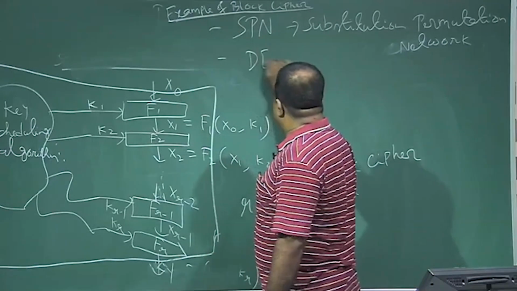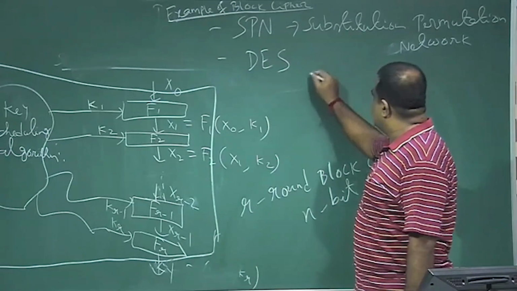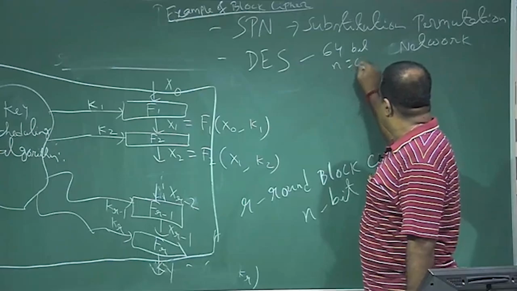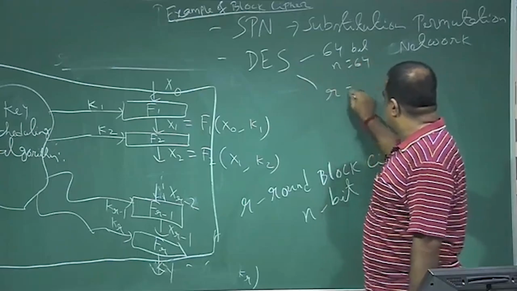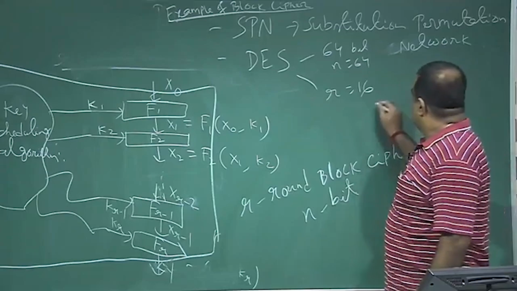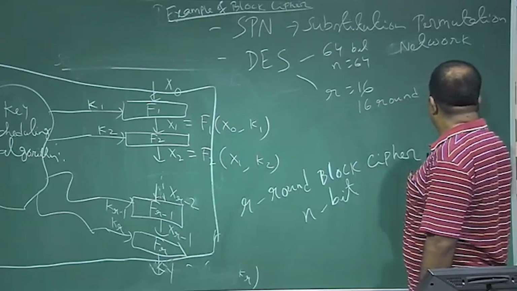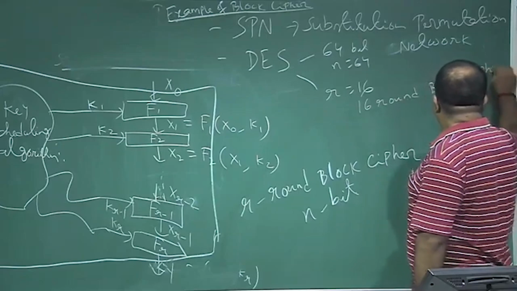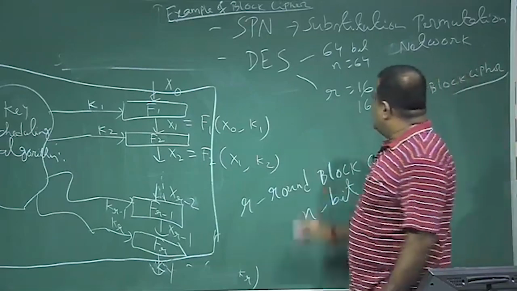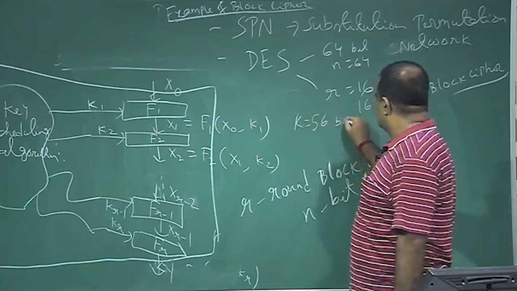Okay, another one is DES, the Data Encryption Standard. It is a 64-bit block cipher, so n is 64 and R is 16. So it is a 16-round block cipher. We have 16 round functions inside DES. We will talk about those details later. The effective key size k is 56 bits for DES.